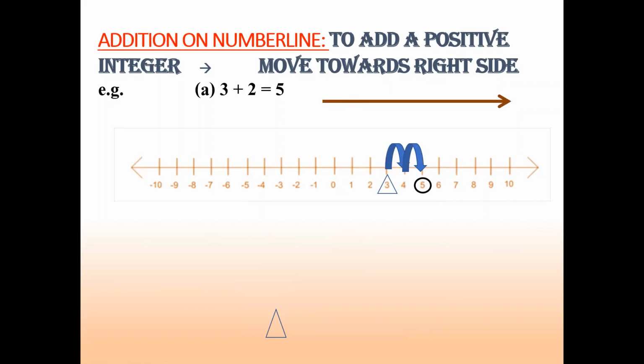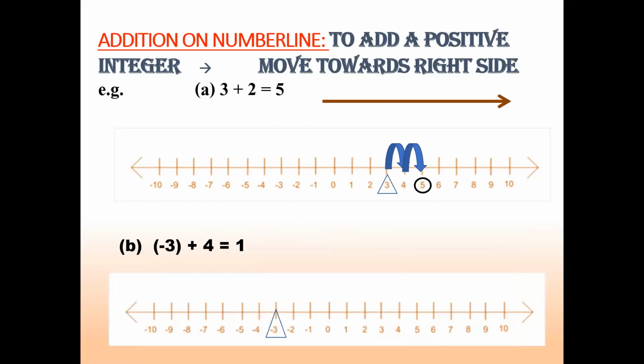Let's take another example where we are adding 4 to a negative integer. In this case also, you are supposed to move towards the right side. But your initial starting point has to be on -3. Then start jumping 4 times towards the right side. You will see you have reached 1. So the key rule is whenever you add a positive integer to any integer, whether it's a negative or a positive, you are going to move towards the right side.